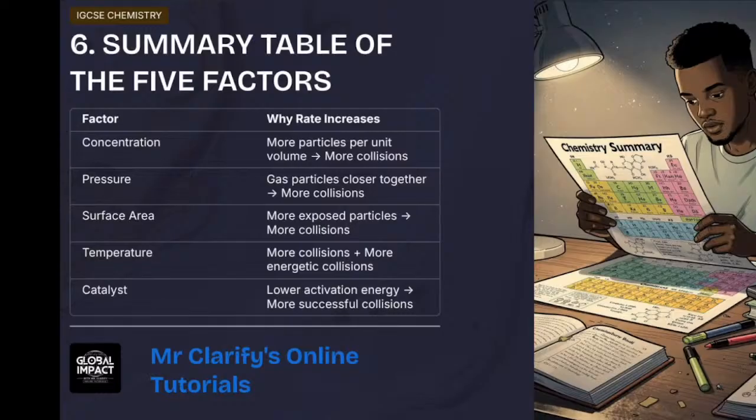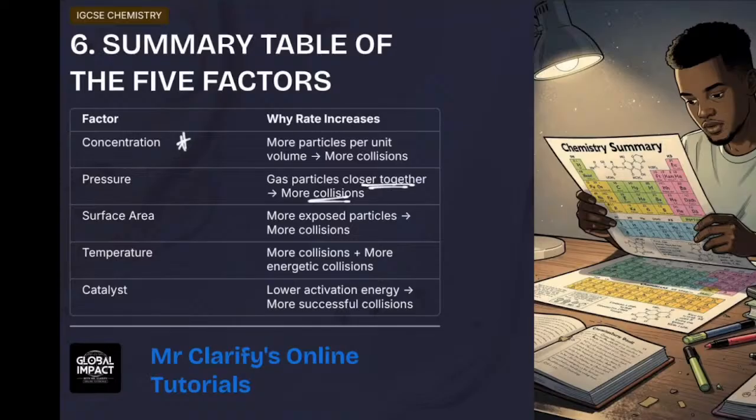Concentration. How does it affect the rate of reaction? When the concentration is increased, there will be more particles, which results in more collisions and more successful collisions, and the rate will increase. Pressure: gas particles are brought closer together, which will lead to more collisions and which will result in more successful collisions.